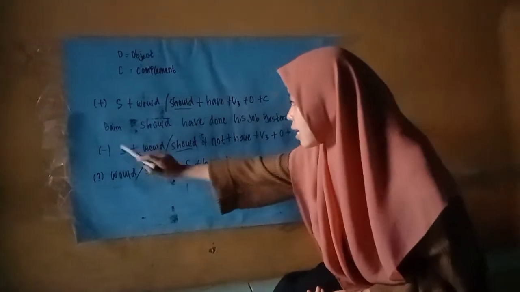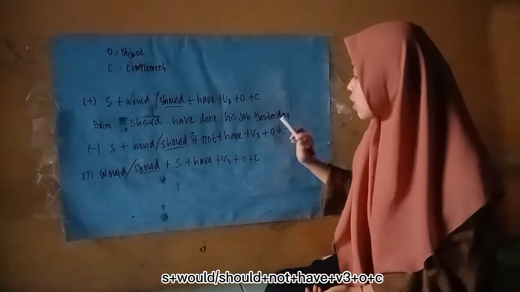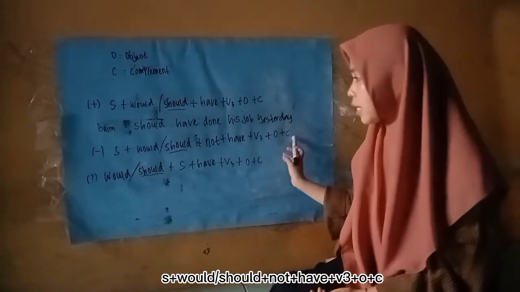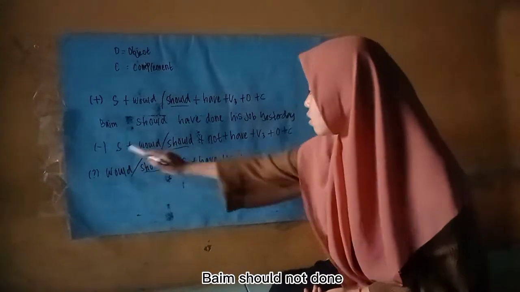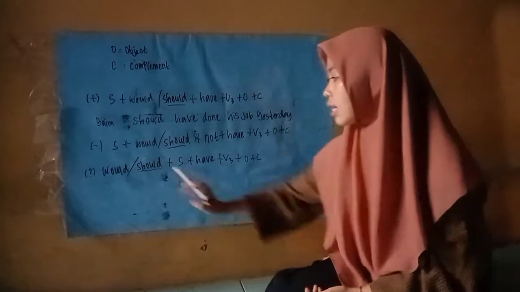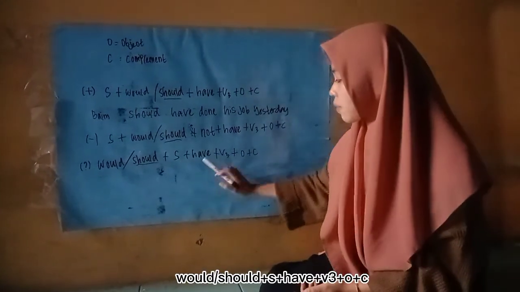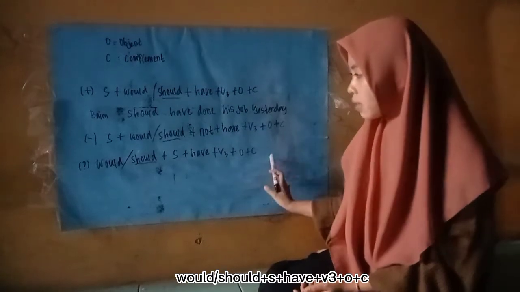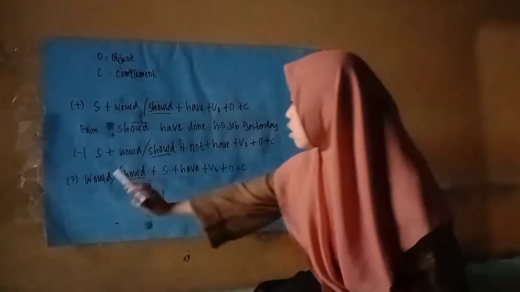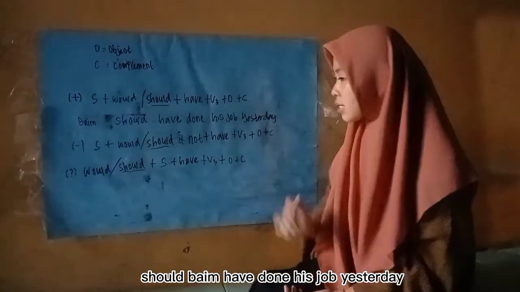If negative, subject plus would or should plus not plus have plus verb 3 plus object plus complement. Example is: Baim should not done his job yesterday. Interrogative, would or should plus subject plus have plus verb 3 plus object plus complement. Example is: should Baim have done his job yesterday?